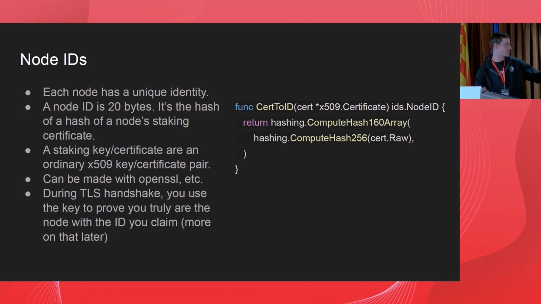I'll come to this later, but during the TLS handshake, you use the key part of the key certificate pair to prove that you are who you say you are. This is how you connect the on-chain identity of node ID such and such with when I'm actually talking to you, how do I know that that is you? I've included a snippet of the function where we convert a certificate to a node ID, which has its own type in Avalanche Go.